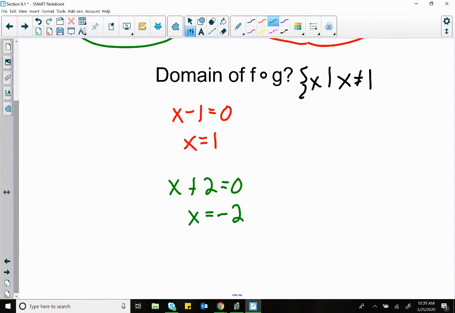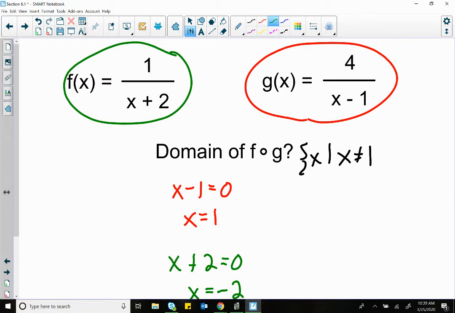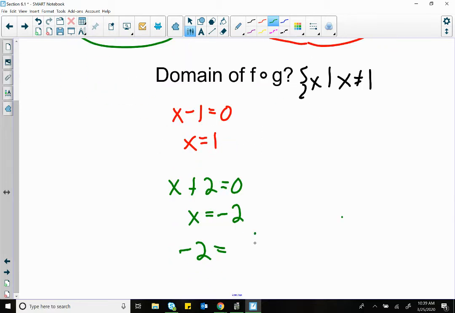So what we're going to do is take this value, -2, and set it equal to the first function right here that was in red, 4 over x minus 1. Because we need to know what x value in here produces a -2, which we have to throw out.